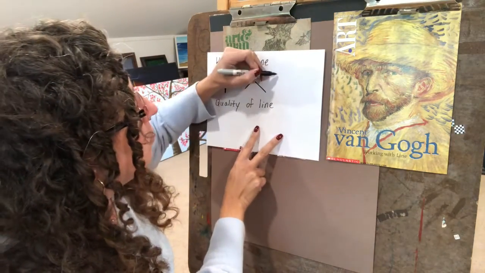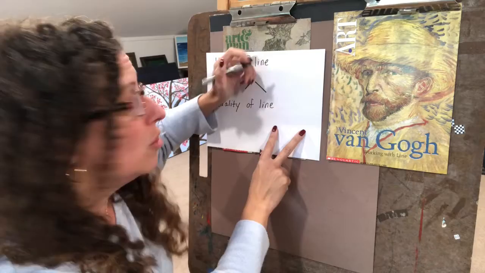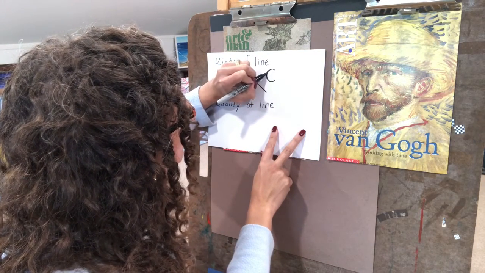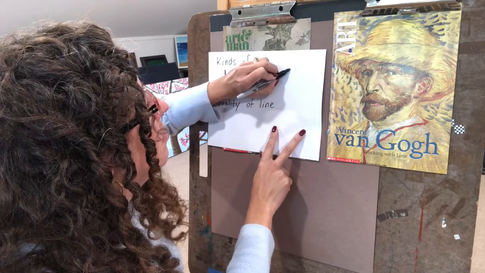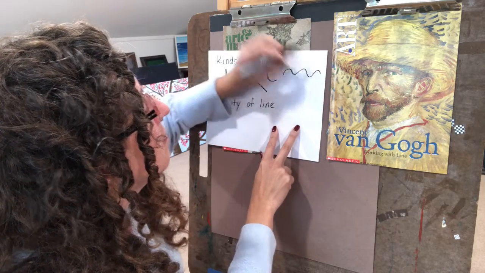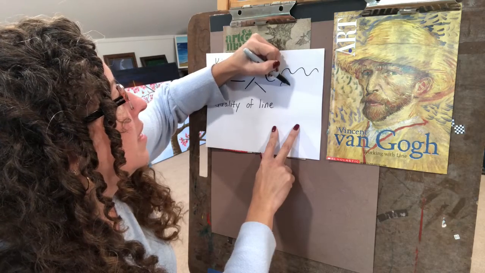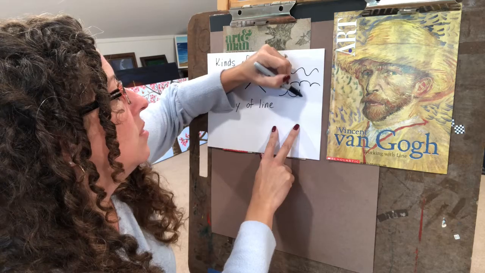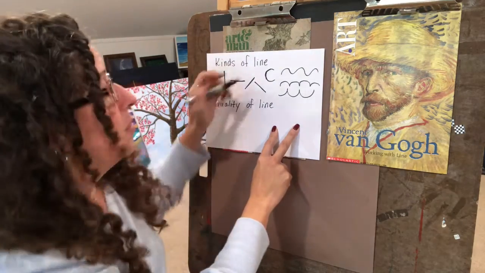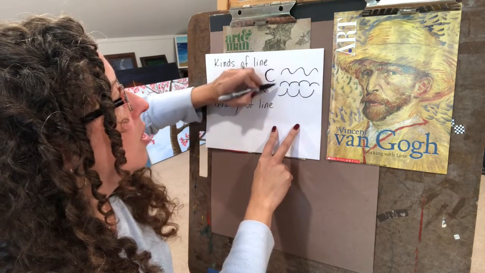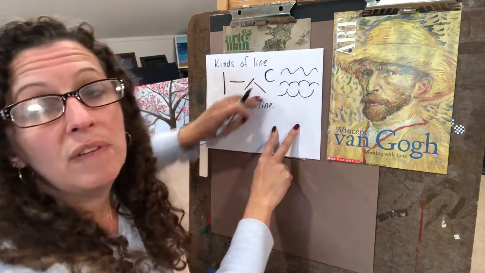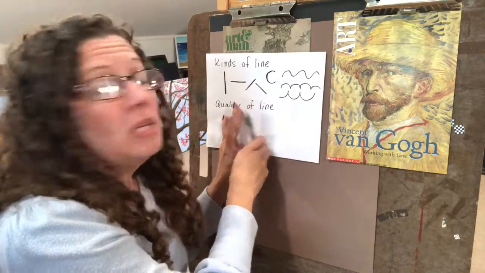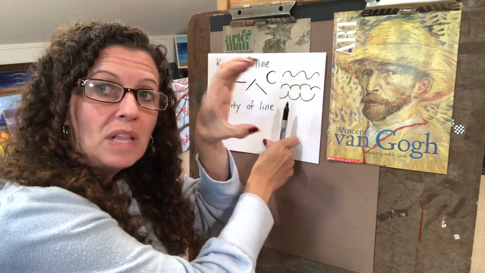Another kind of line would be a curved line, curved like a letter C, or curved could be like this. Curved could be like this. I know we call these many different things. You could call this bumpy, you could call this wavy or this wavy. However, no matter what other kind of name you give it, the real name for it is a curved line.